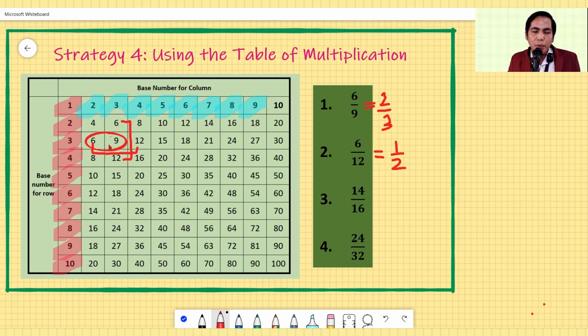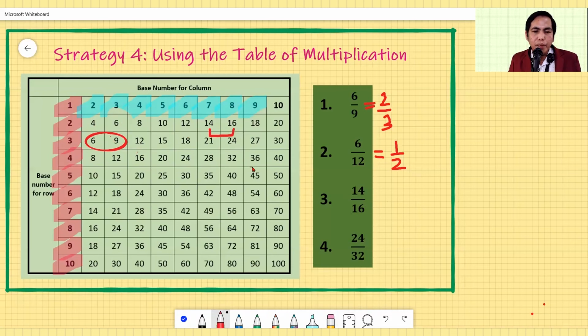1/2. So what if we use the 6/12 here, 6 and 12? The base numbers are also the same, 2 and 4. But 2 and 4, we can have 1/2 as the lowest term. Now, let's proceed to the next example. We have 14 over 16. We have 14 over 16 here. Where else can we find 14 over 16?